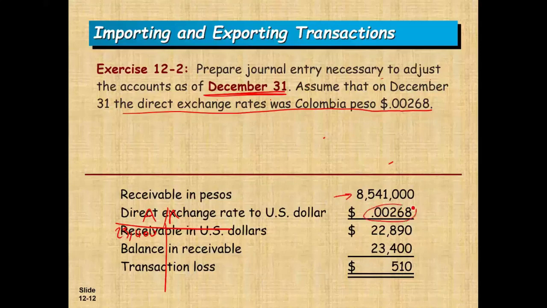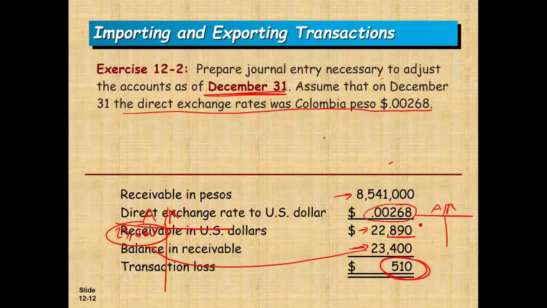If we converted at the December 31st rate, now our receivable is worth 22,840, but it was worth 23,400. What does that mean? It means the receivable lost value of $500. Let me do the T account here.